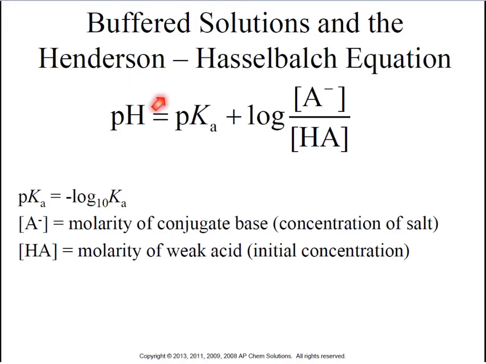And so the equation is pH is equal to pKa, that would be the Ka of the weak acid in this case, plus the log of the conjugate base concentration divided by the weak acid concentration. Typically, to get the conjugate base, we add a salt, so that would be the concentration of the salt. The weak acid would be the molarity of that weak acid.